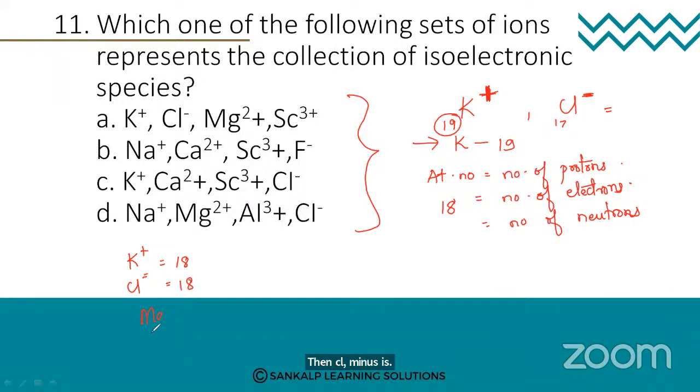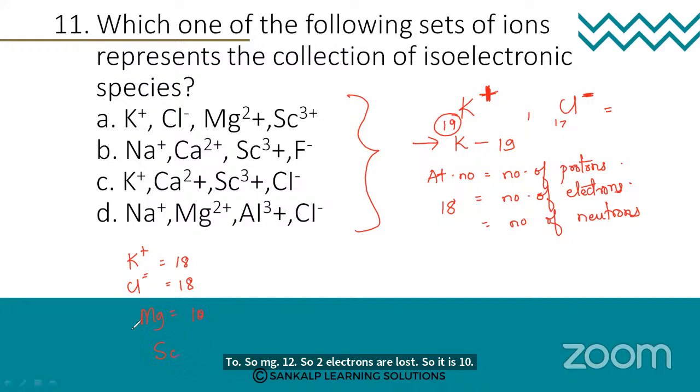Then Mg. What is magnesium? Magnesium is 12. Very good. Plus 2 means 2 electrons are lost. So Mg 12 minus 2 electrons is 10. Then scandium.